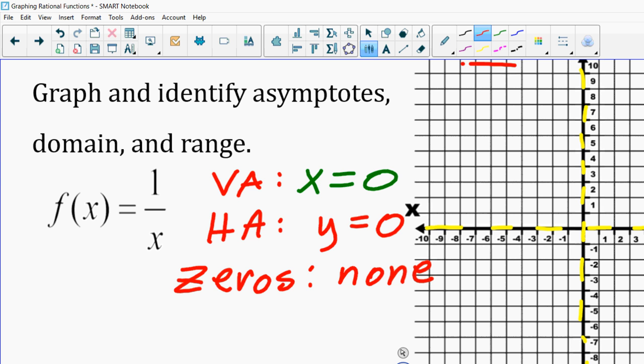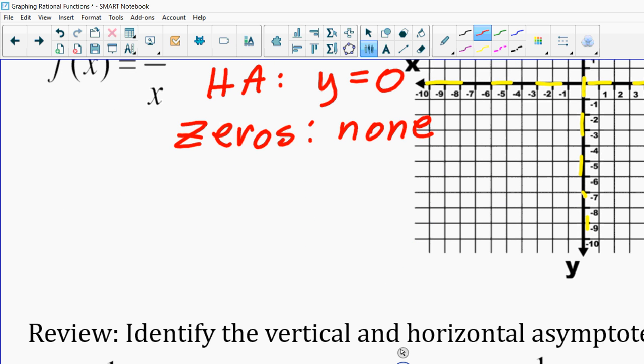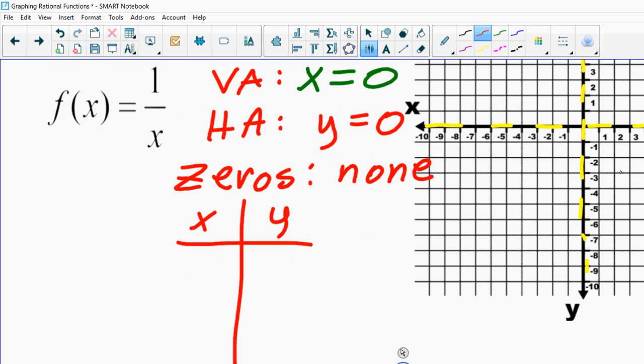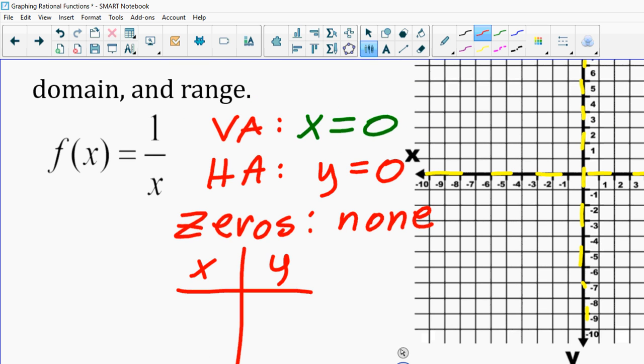Okay? So what I want you to do is actually plot 3 points on each side of that vertical asymptote. And you say, well, what do I have to do? What does that mean? You're going to go down here and make a chart. But I'm not going to ask you to do all that by hand. On this one it's real easy because it's just 1 over x. I'm going to show you how to do that on the calculator.